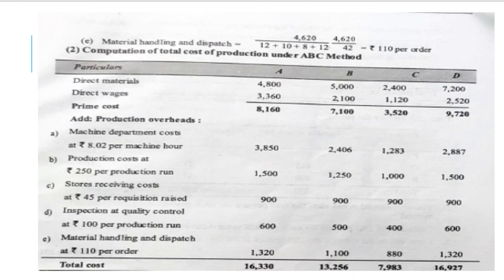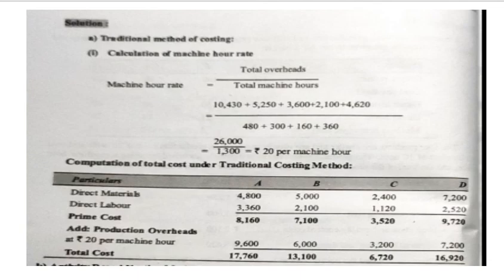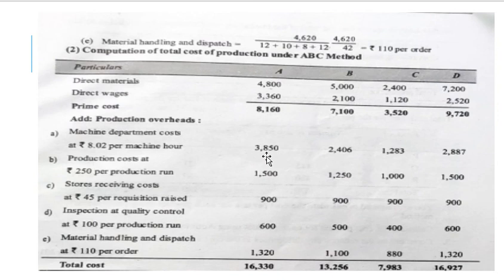For the machine department, what was the cost driver which you used? For your machine department, the total number of machine hours is the cost driver. So you need to multiply with your total number of machine hours. Now you're showing it for A, B, C, D. For A, it was 480 machine hours. So 480 into 8.02 will give you 3,850.